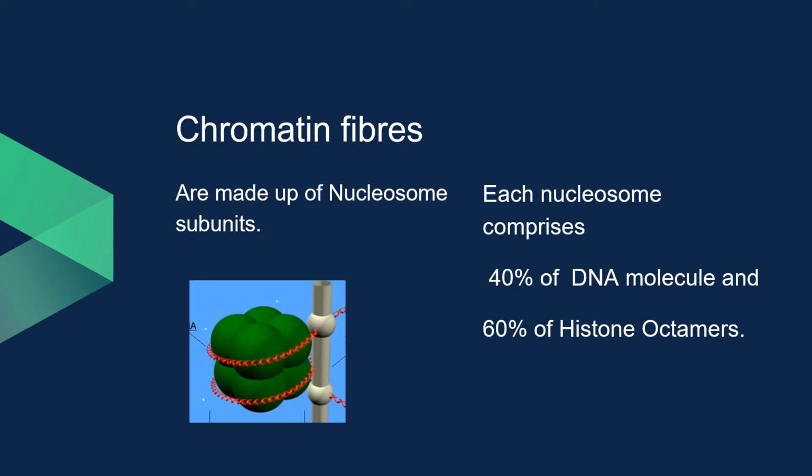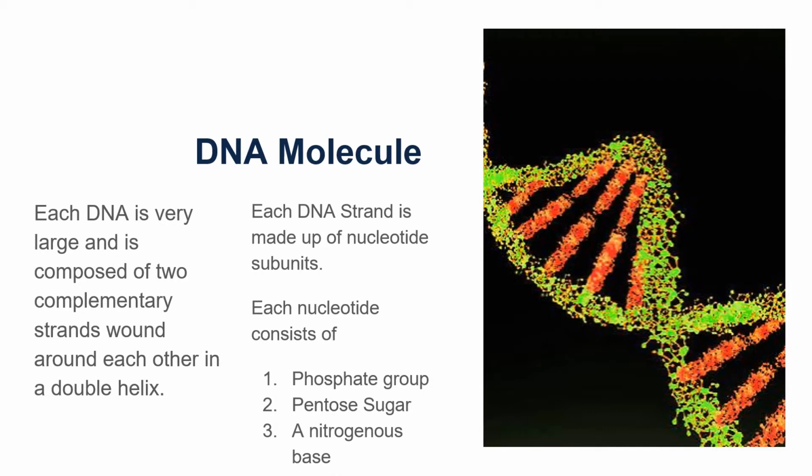Nucleosome subunits comprise 40% DNA molecule and 60% histone octamers. The DNA molecule present in the nucleosome is very large and is composed of two complementary strands. These two complementary strands are wound around each other in the form of a double helix. Each DNA strand is made up of nucleotide subunits, which in turn consist of three parts: a phosphate group, a pentose sugar and a nitrogenous base.